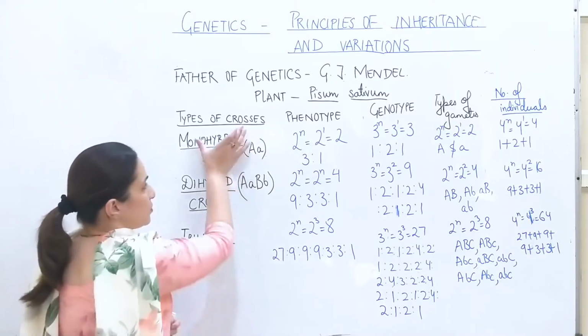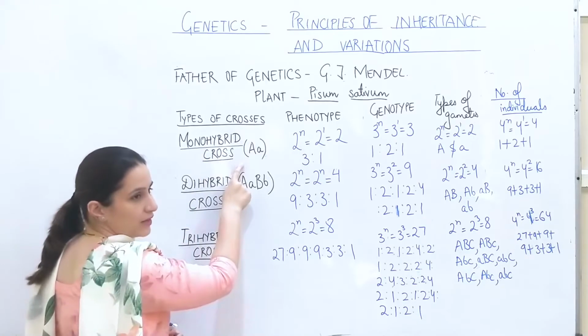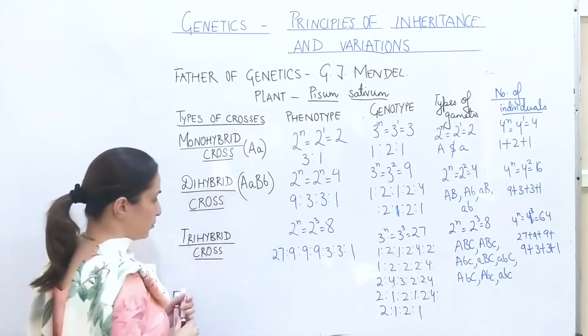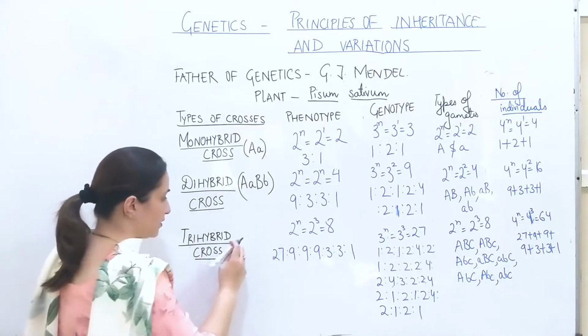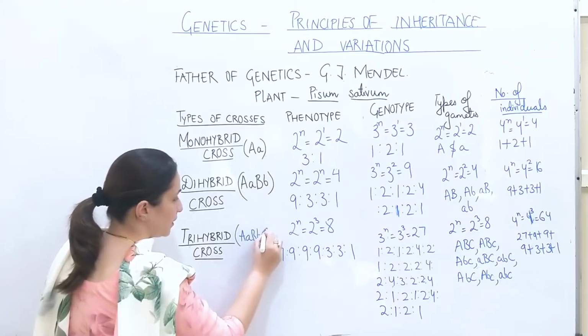Now, there are different types of crosses. Monohybrid: only one character is taken into account. Dihybrid means two characters are taken into account. Trihybrid means 3 characters are taken into account.